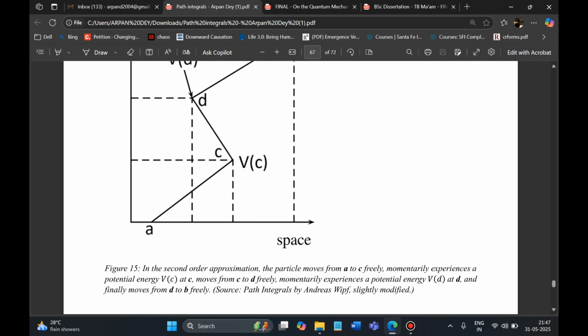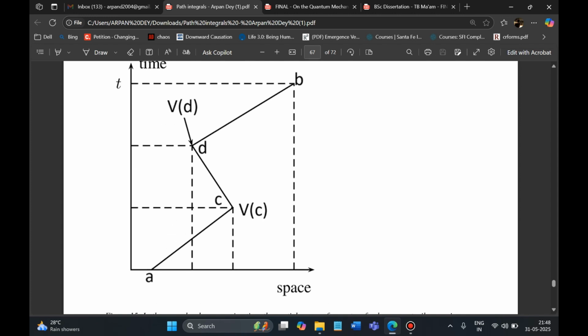As for the position, we cannot say anything. This is XC and this is XD, and XD may be less than XC. The particle can move either to the left or to the right. In one dimension, the particle can take a positive or negative direction. It can move both ways, so no problem there. But on the time scale, TD is greater than TC.